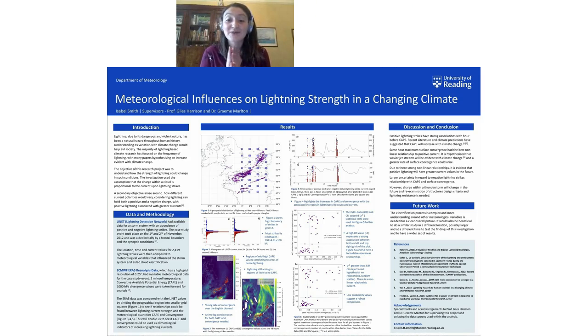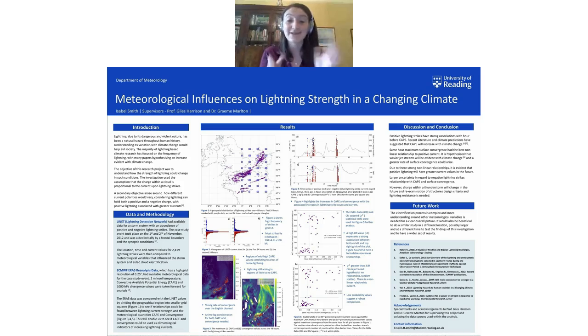It basically shows the best relationships. So there were strong nonlinear relationships. This is proven through 2 statistical tests called the chi-square test and the odds ratio. So here we have a strong nonlinear relationship between the hour before CAPE with the 95th percentile positive current values.